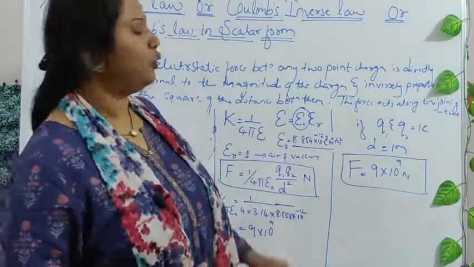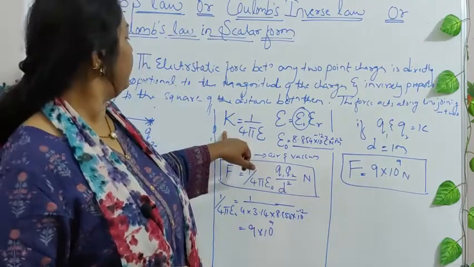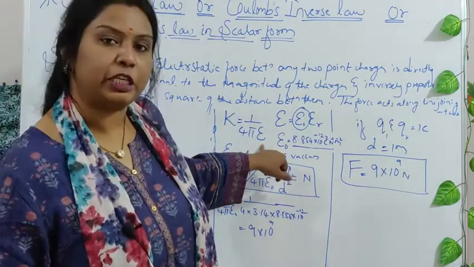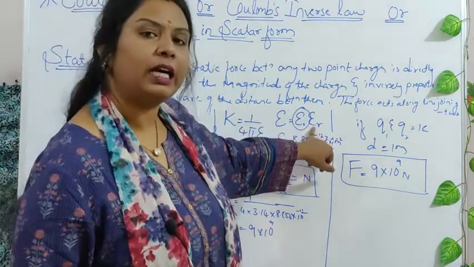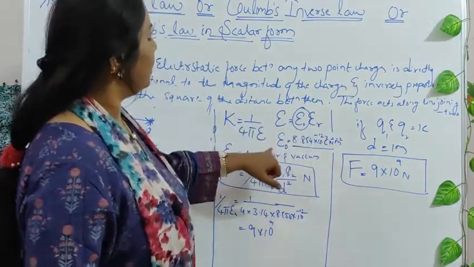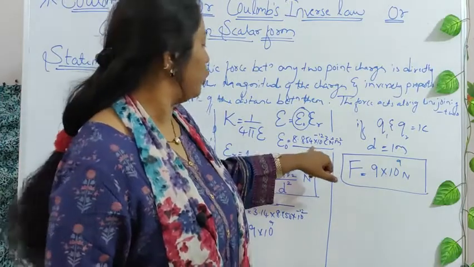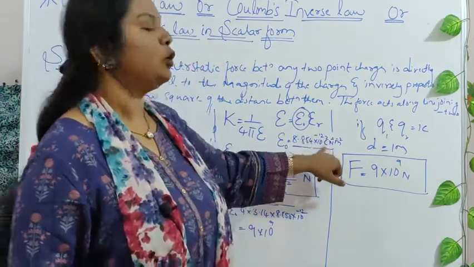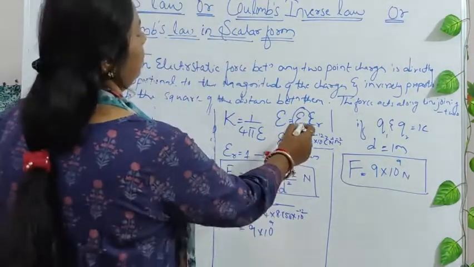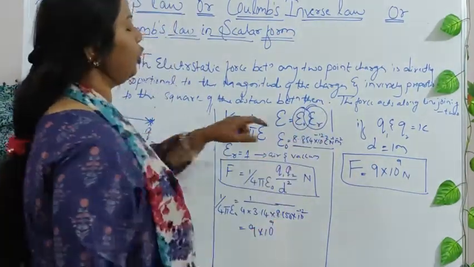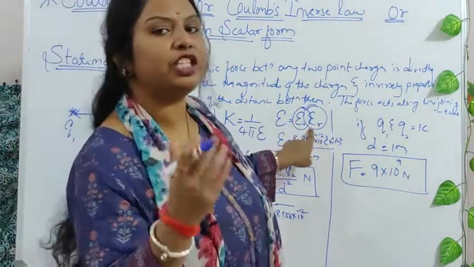The value of K in SI units will be equal to 1 divided by 4 pi epsilon, where epsilon is equal to epsilon naught times epsilon r. Epsilon naught has the value 8.854 times 10 raised to minus 12 coulomb square per newton per meter square. And the relative permittivity will depend on what medium you are placing the charges in.